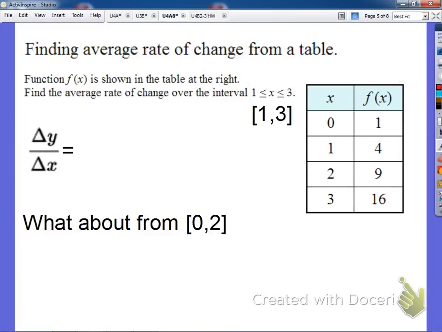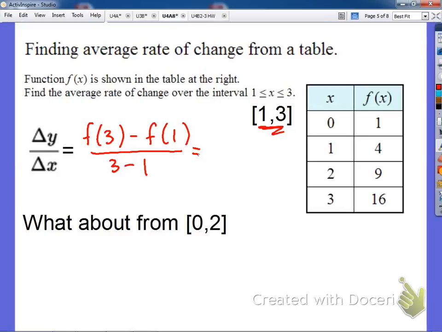Here you see a table given, and they want us to find the average rate of change from this table. So the average rate of change would be f of something minus f of something else all over the x values. All right, so our interval here is 1 to 3. So this will be f of 3 minus f of 1 all over 3 minus 1.